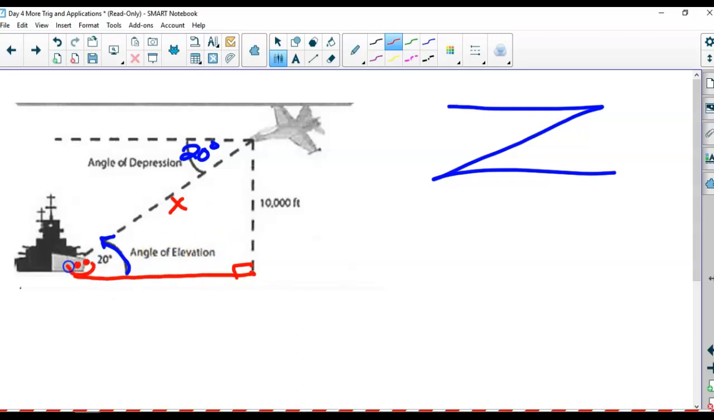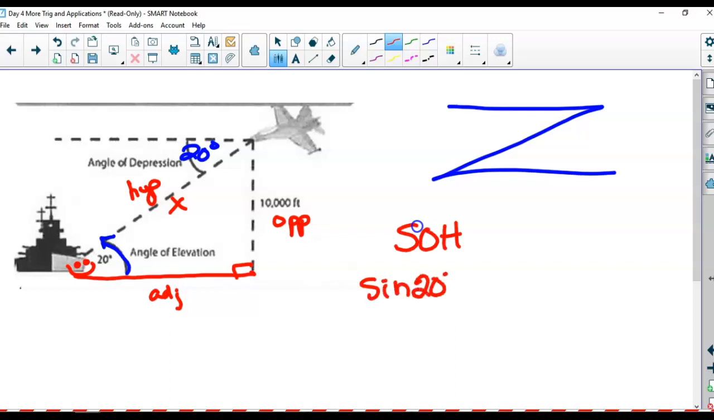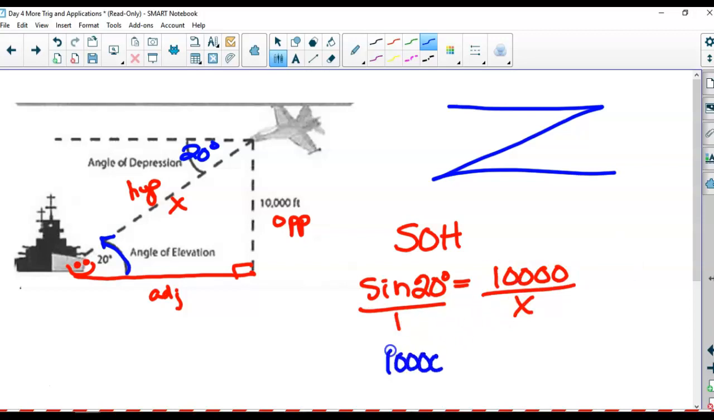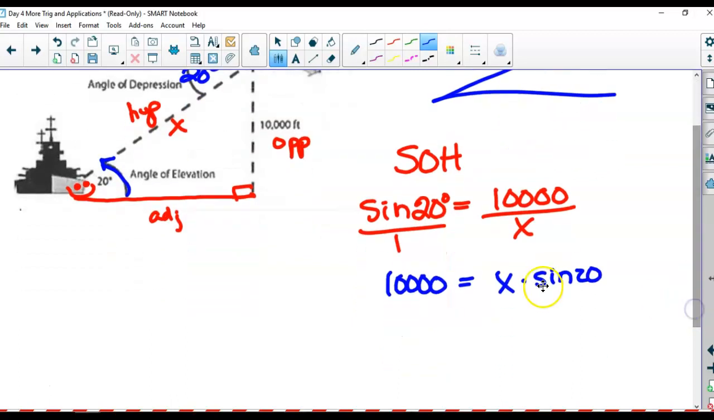So, if we use this triangle down here on the bottom, we're going to work from this angle. So I'll put my little smiley face over here. This would be a leg and this would be a leg. This would be adjacent, which we know nothing about. But this opposite leg is 10,000 feet, and we're trying to find the hypotenuse. So we're going to say, let's see, O and H would be sine of 20 degrees equals opposite over hypotenuse. Now, if we cross multiply, we get 10,000 equals x times the sine of 20, which is some number that we're going to get on the calculator. So we're going to divide that off.